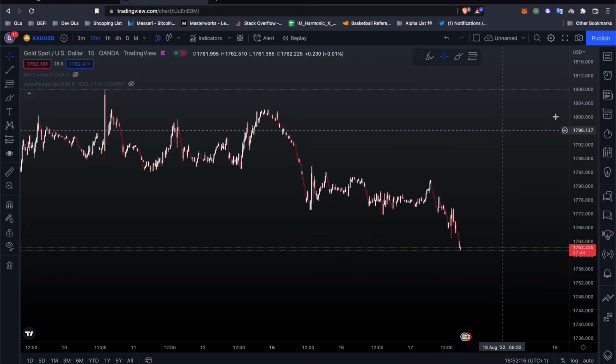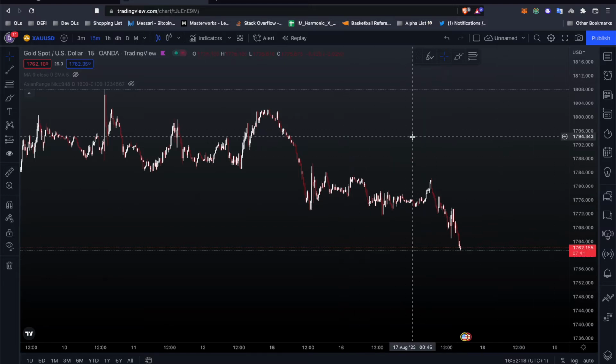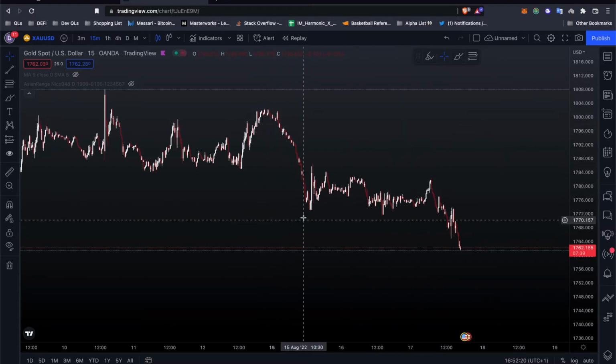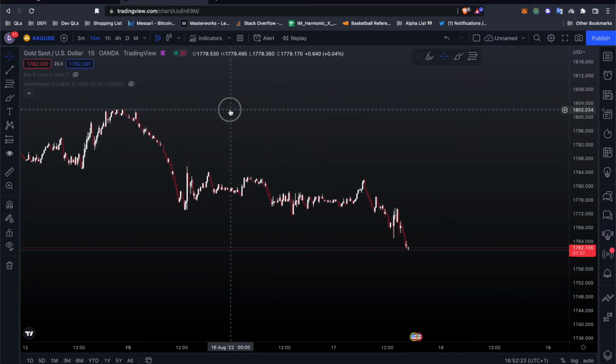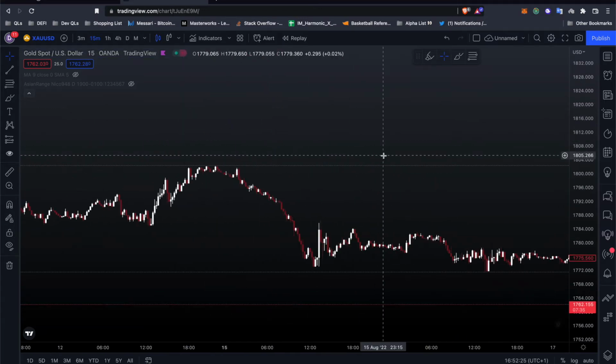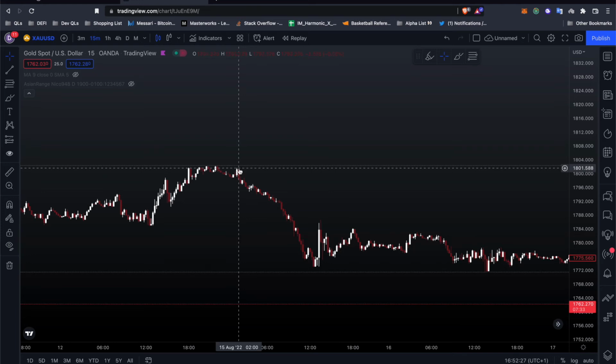Random, what is this, gold? Is this a gold chart? Yeah. So let's say this move down, right? From here to, okay, where did this move start? So let's say like here.